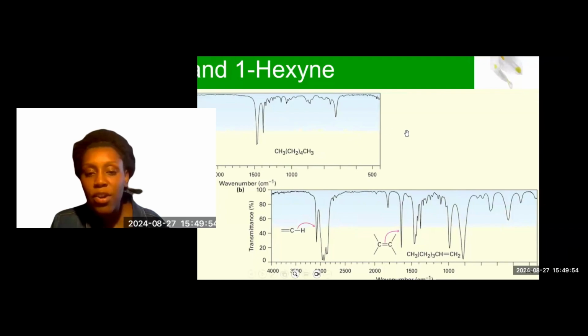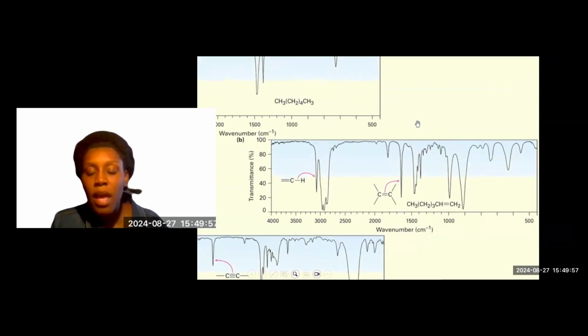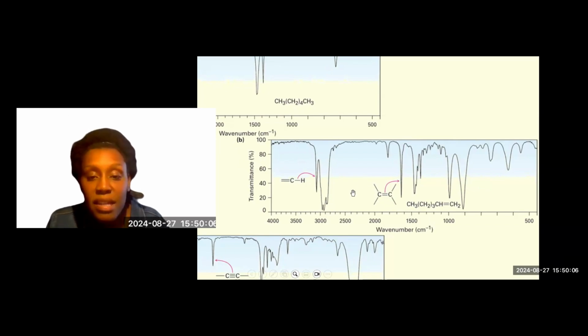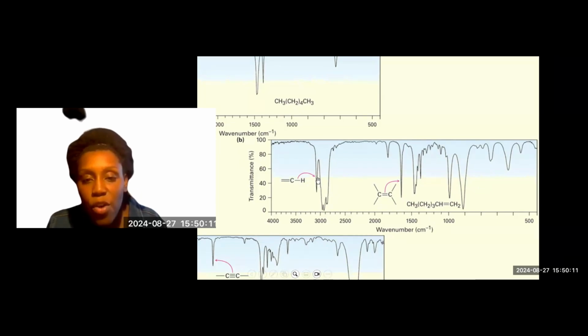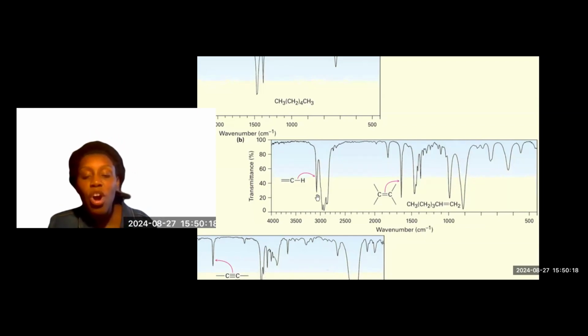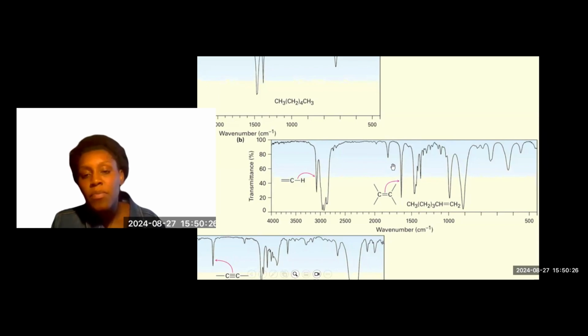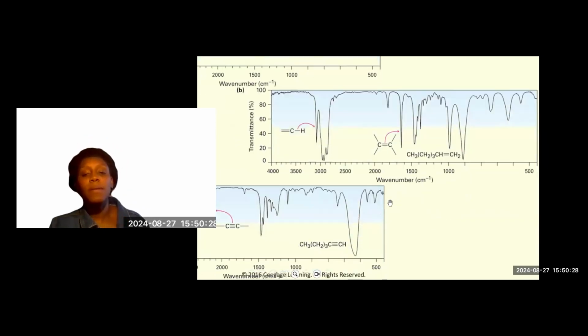Now, if we go over here and look at the next one, notice with this compound, we do have some sp3 hybridization, and so we do have peaks below 3,000. But if we also look over here, we have a peak that is above 3,000. And so that's the sp2 carbon-hydrogen stretching that you see there. You also have a peak here, okay? And that's that carbon double bond carbon.